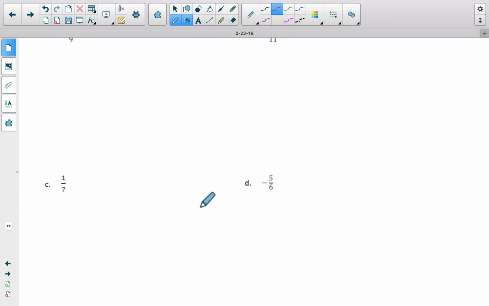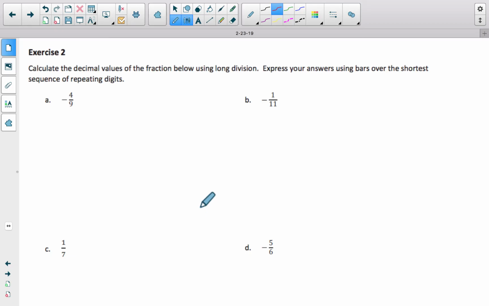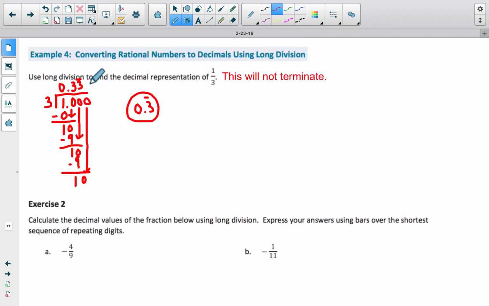So with exercise number 2 here, we have 4 instead of 2. All of these are going to be non-terminating, meaning they're going to repeat because their denominators here are not products of just 2 and 5. So go through and do that long division. When you notice it repeating, you put a bar over the shortest sequence of repeating digits. So 3 is the only part that repeated, so the bar went over 3.